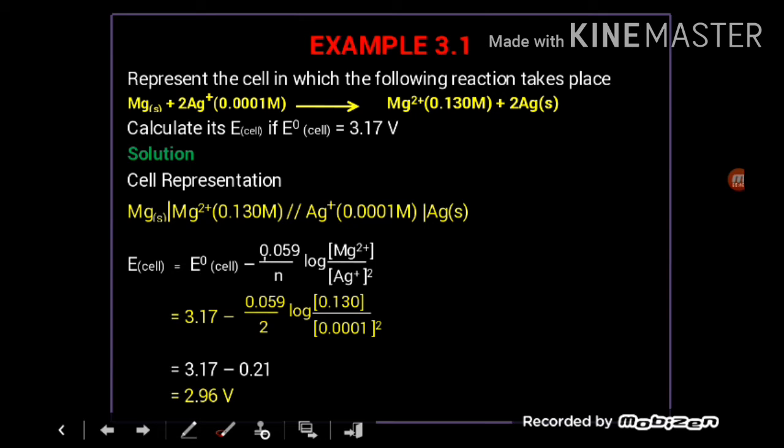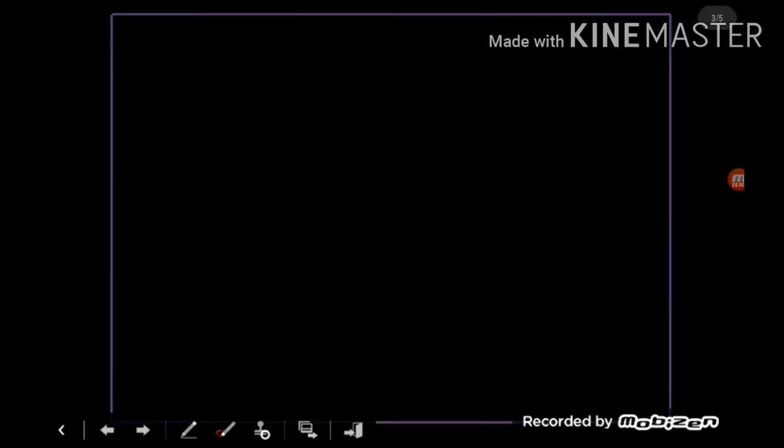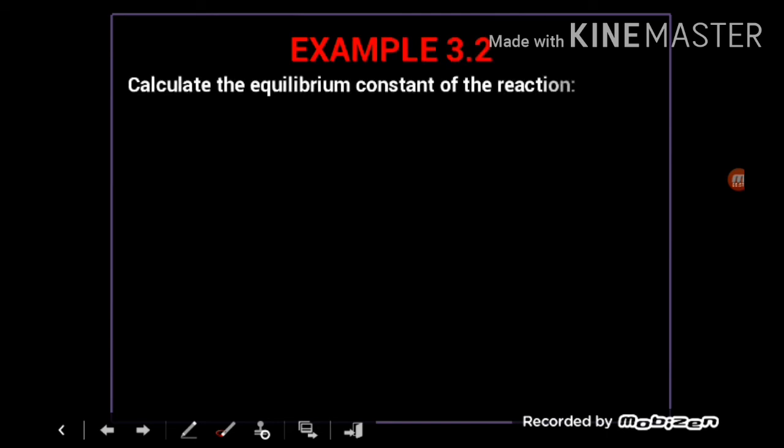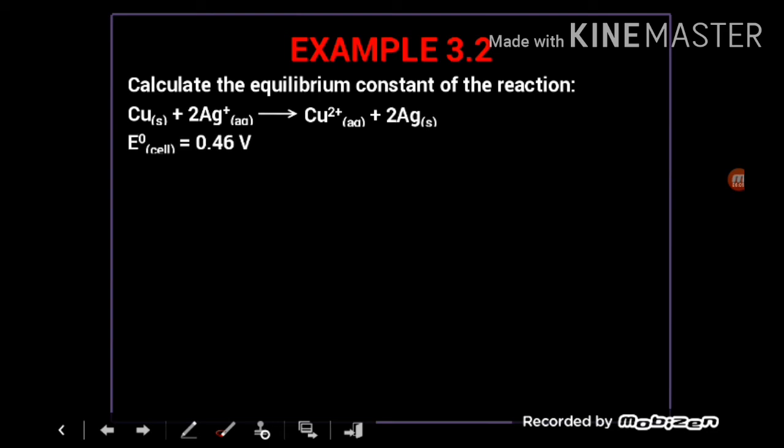Okay. Now see, our next task is this, the example 3.1. Now see, next is example 3.2. In this example, calculate the equilibrium constant of the reaction, and the reaction is given: Cu plus Ag forms Cu2 plus and Ag. For this reaction, E naught cell is given as 0.46.